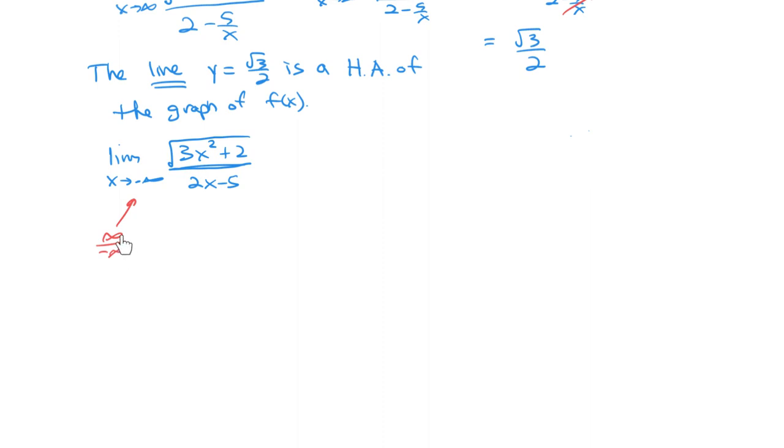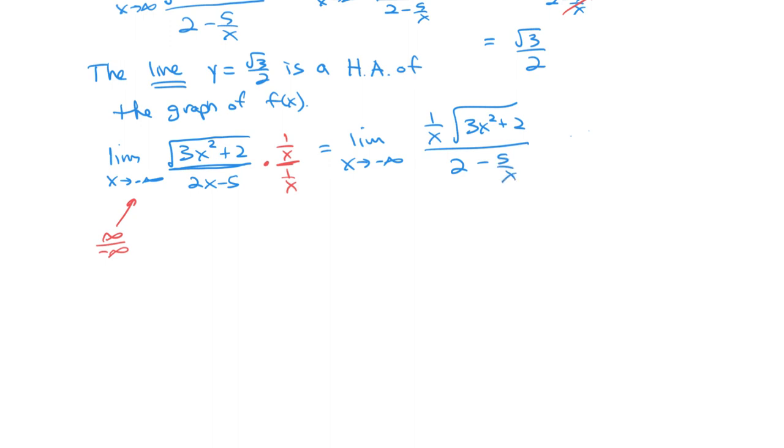And any type of infinity over infinity, regardless of the signs, we have the go-to method. It says divide each term in the numerator and each term in the denominator by the highest power of x in the denominator. So again, the highest power of x in the denominator is just x to the 1. So we multiply by 1 in the form of 1 over x over 1 over x. And just like before, we get the limit of x approaching, of course, negative infinity this time. We get 1 over x here, 3x squared plus 2 in the numerator. The denominator, we can actually just distribute that through and get 2 minus 5 over x, just like before.